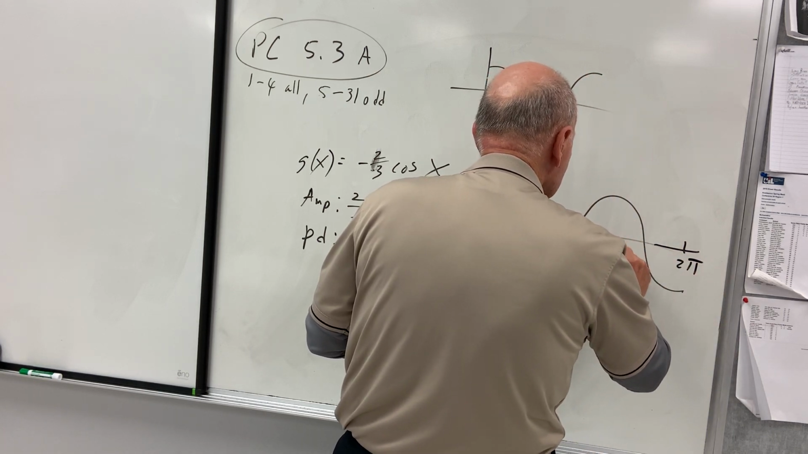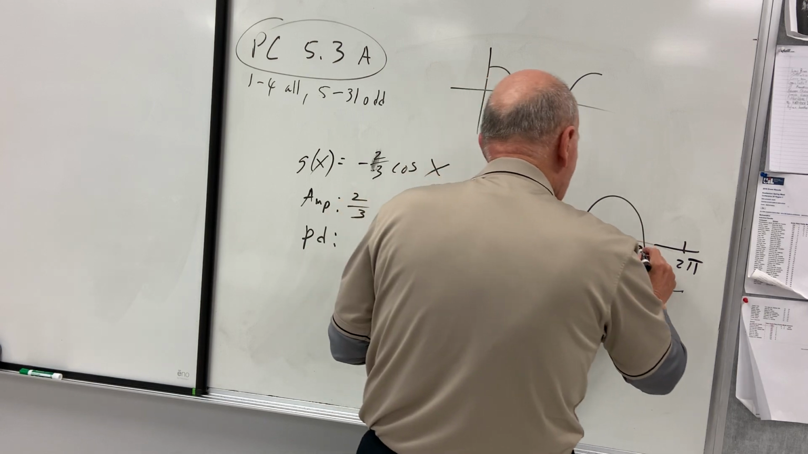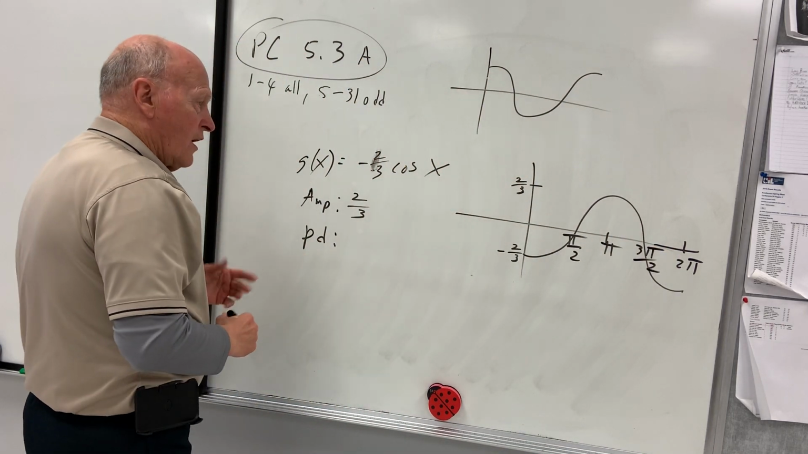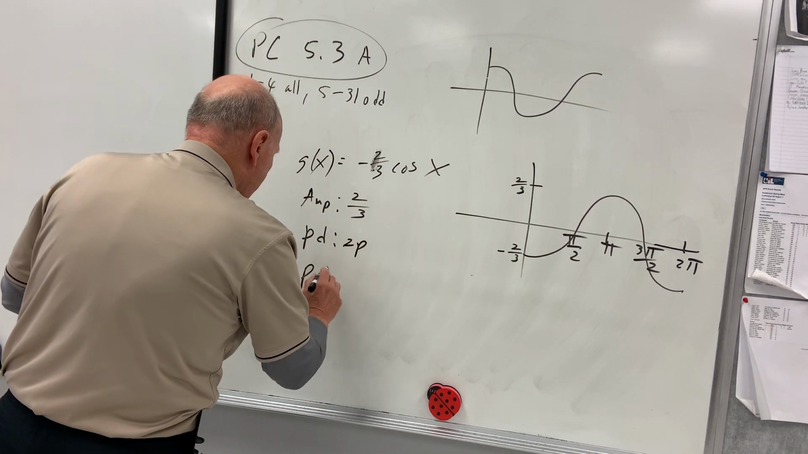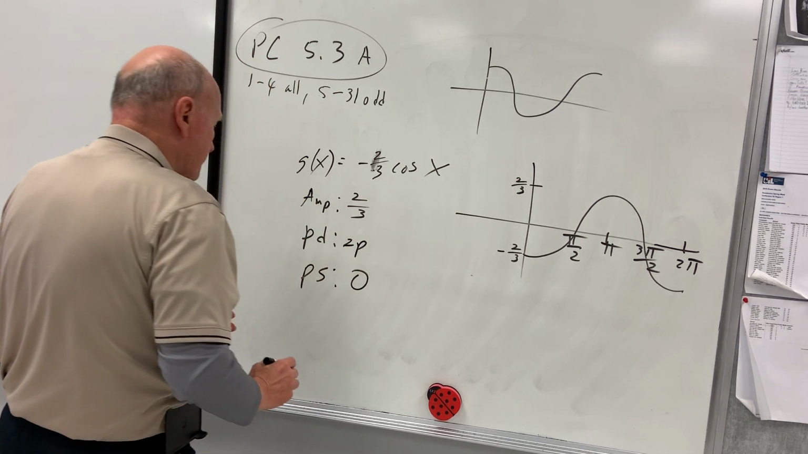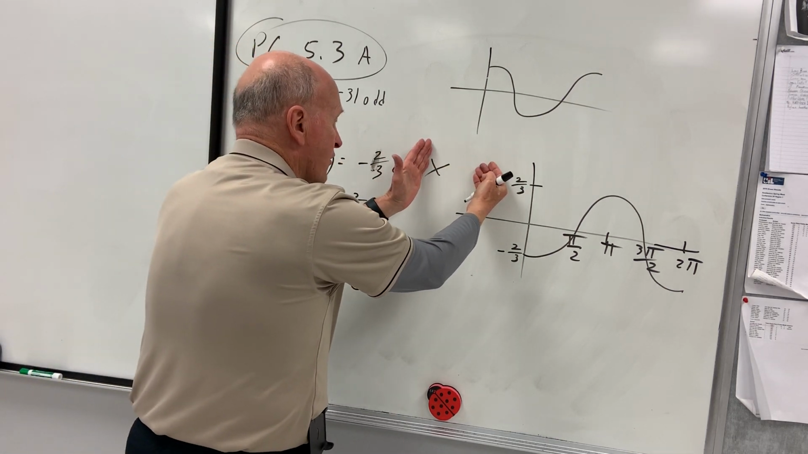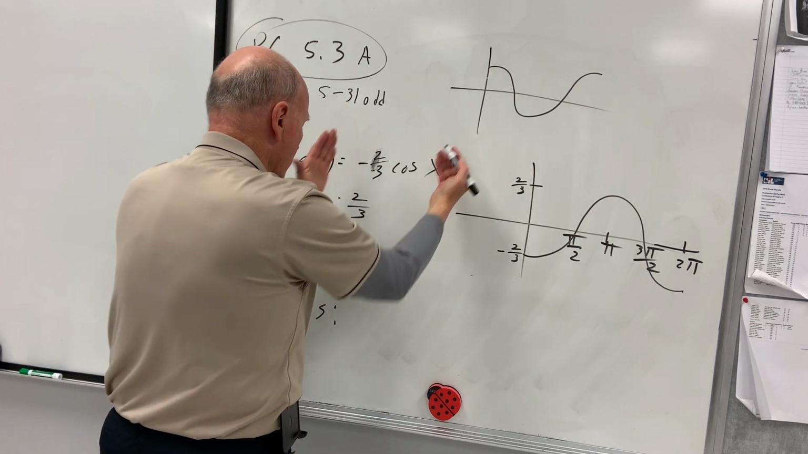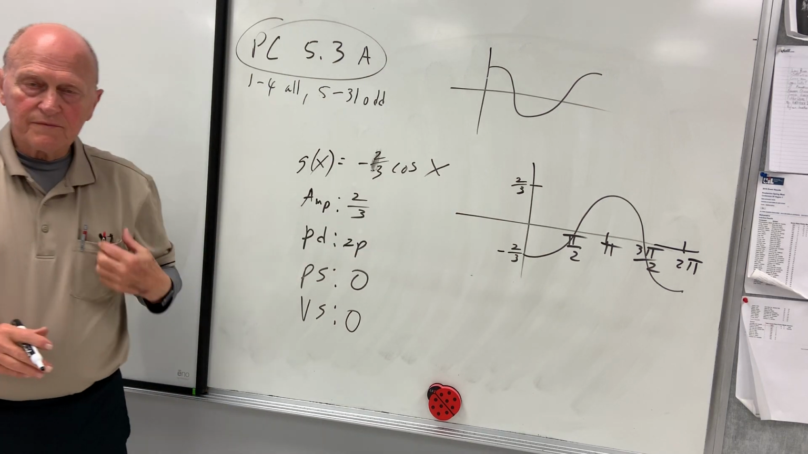Half of 2 pi is pi, half of pi is pi halves. Pi halves in pi is 3 pi halves. So the period was 2 pi. Phase shift, there wasn't any. Vertical shift, there was nothing grouped with the x. There's no phase shift. Vertical shift, there's nothing being added on to the whole thing. Vertical shift was 0. There's my graph.